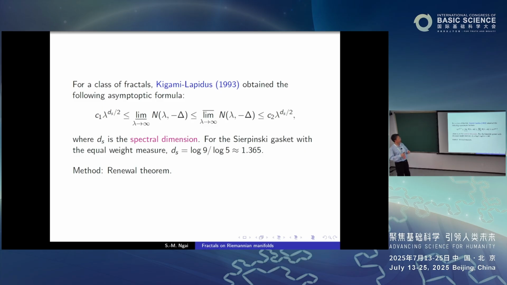So there's an analytical way of defining this Laplacian. It was first defined by Kigami by using graphs, first defining the Laplacians on graphs, and then taking the scale limit.